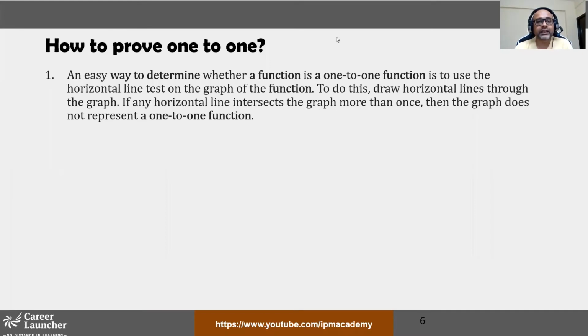It's very easy. We have a test called the horizontal line test. If you remember, we did a test for functions, which is the vertical line test, discussed in the second video. Now we have a similar test, but it is a horizontal line test, and it is very simple. Take the graph, if the graph is available, and draw a horizontal line. If the line cuts the graph more than once, it is not a one-to-one function.